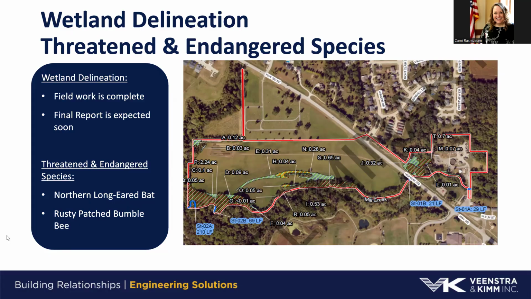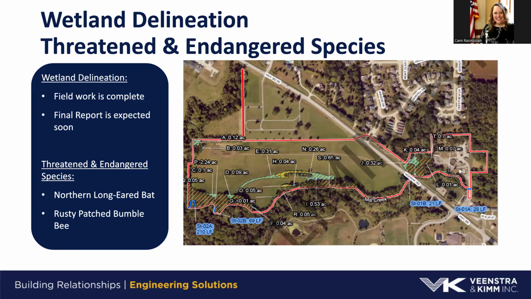And then the second thing that ESCN was working on for us is the threatened and endangered species, and they've preliminarily identified the northern long-eared bat and also the rusty patched bumblebee. I'm guessing the long-eared bat you've probably been through before on some other project. I don't know about the bumblebee, that's a newer one.